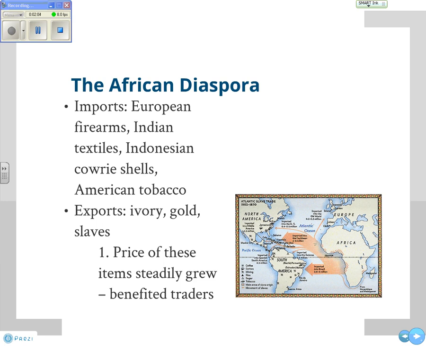They also liked Indian textiles, Indonesian shells, American tobacco. They exported ivory, gold, and slaves. Now as the price of slaves grows and the price for ivory and gold grow, the traders really benefit. So some of the African traders.